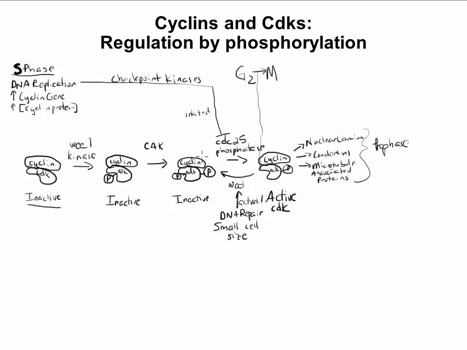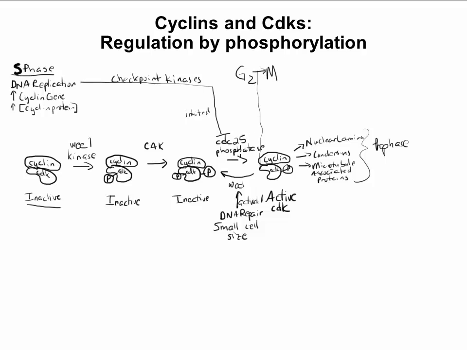And so in this way, we see two separate pathways of regulation of cyclin CDK activity through phosphorylation. The first is detecting whether DNA replication has been fully accomplished, and that's the regulation of CDC25. And the second is detecting whether DNA repair has been accomplished and whether the cell is large enough to support two new daughter cells. Right?